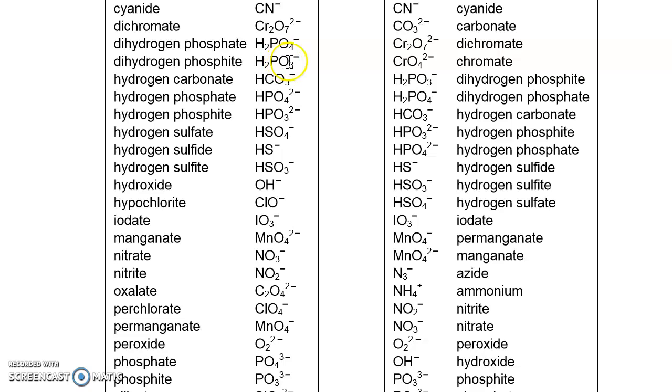And we can do the same for dihydrogen phosphite. We've added 2 hydrogen, we've lost 2 of the original 3 negative charges. But notice, and obviously we've lost an extra oxygen going from ate to ite.